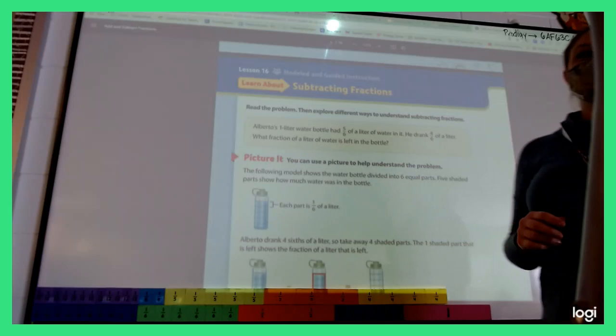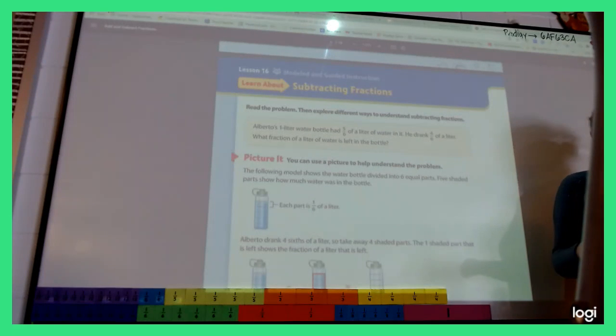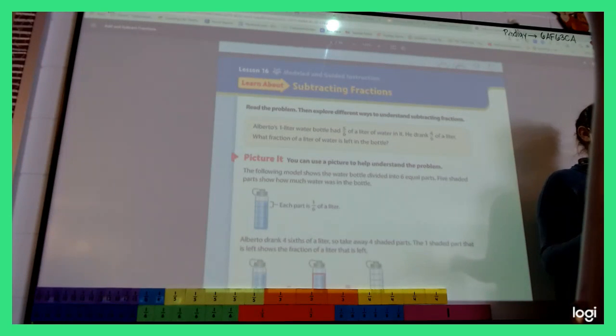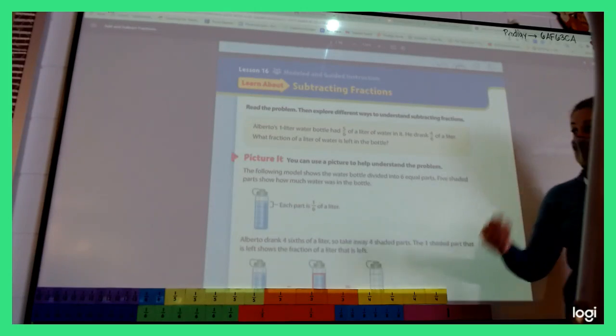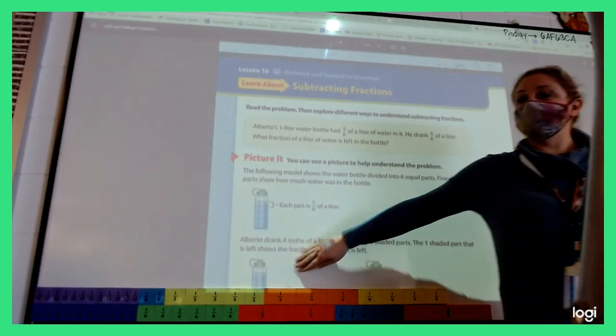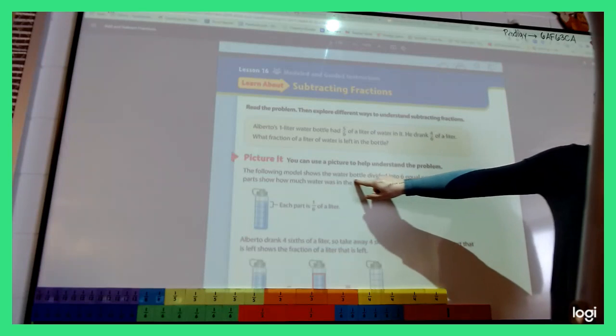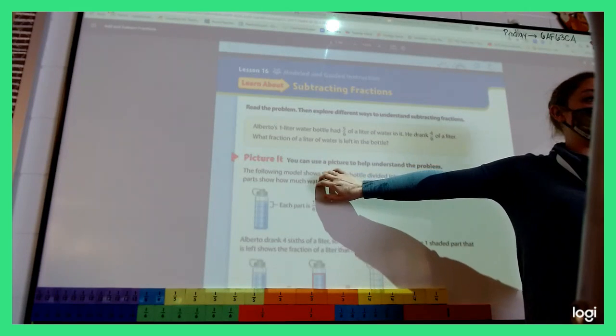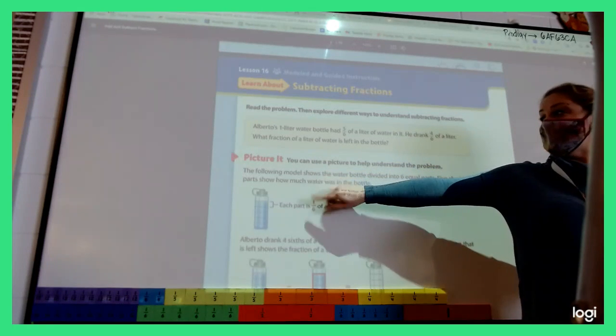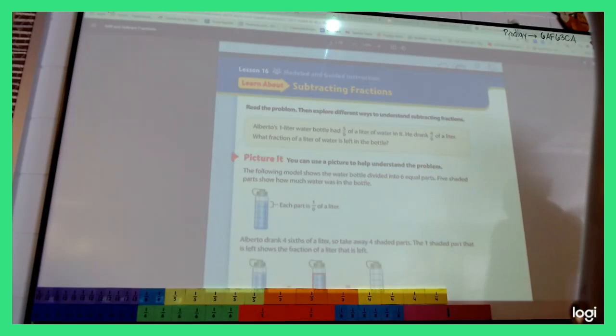Now, we are fraction subtracting experts. I think we do already know. And by the looks of a lot of you, you look bored because this is easy. But pay attention. All right, we're going to picture this. So look in your book. I need someone else to read underneath the picture it part. The following model, someone different. Quentin, can you read that little bit for me while I scroll down?